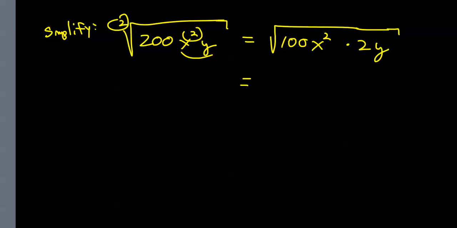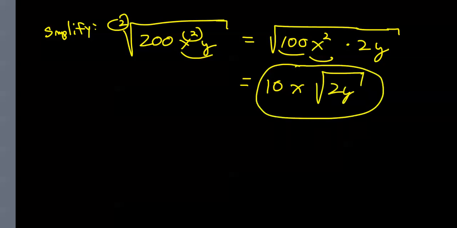So I can say, well, let me skip a step here. The square root of 100 is 10. The square root of x squared is, of course, x, assuming variables are positive, which we are. And the square root of 2y has to stay inside under the root sign. 10x square root of 2y.